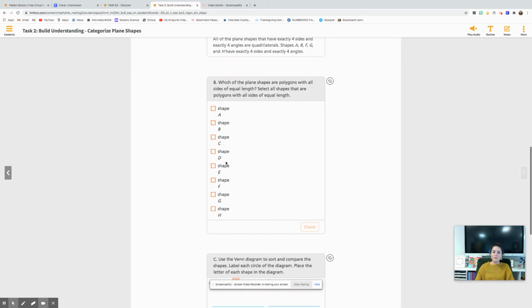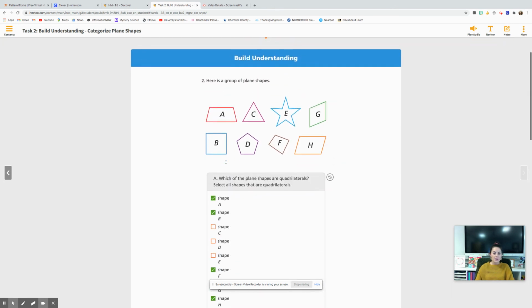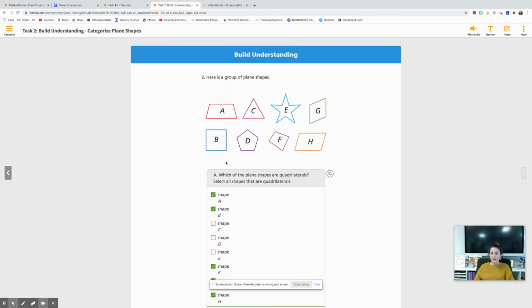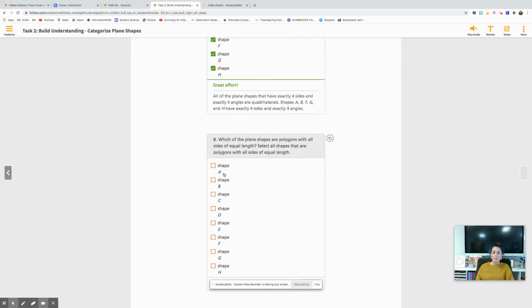Now this next question says, which of these shapes are polygons with all sides of equal length? So if we see a shape that has all equal length sides, we need to write it down, right? Look at B first. B is a regular square. Do you guys agree that B has all 4 sides that are the same length? Yes, most definitely. So we're going to put shape B.